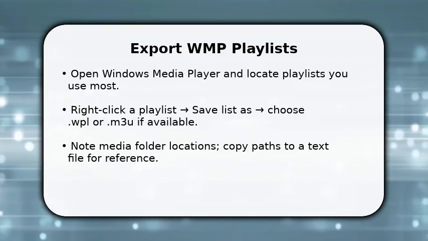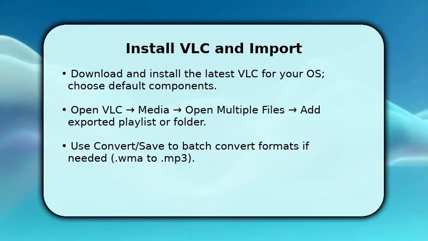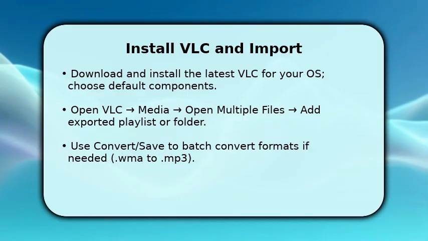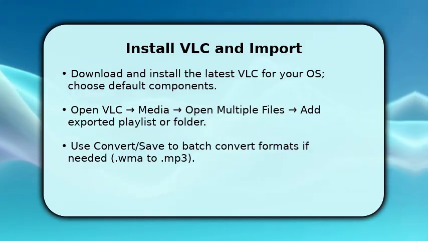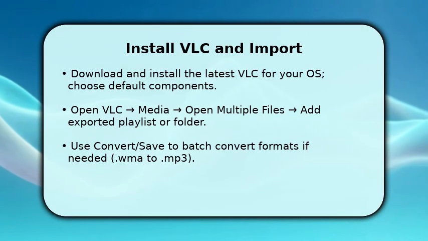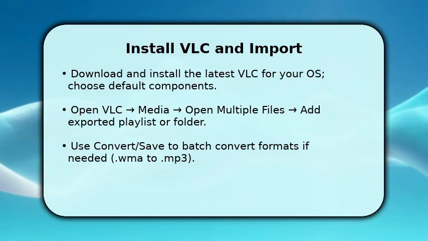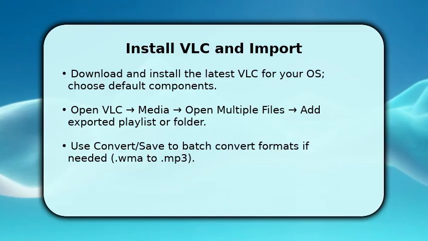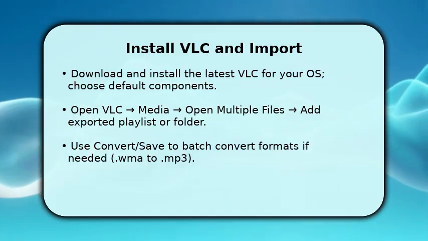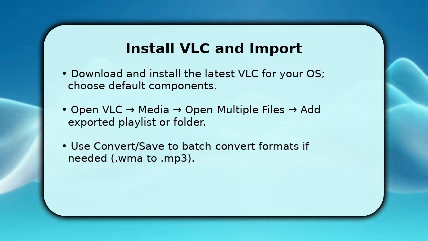After installing the latest VLC, open Media and choose Open Multiple Files. Add the exported playlist or drag the original media folders into the playlist pane. If Windows Media Player used a proprietary codec like WMA, use VLC's convert/save to transcode to a more compatible format, selecting bitrate and container. Once files load, save the new VLC playlist via Media > Save. You finish by making VLC the system default and verifying playback.